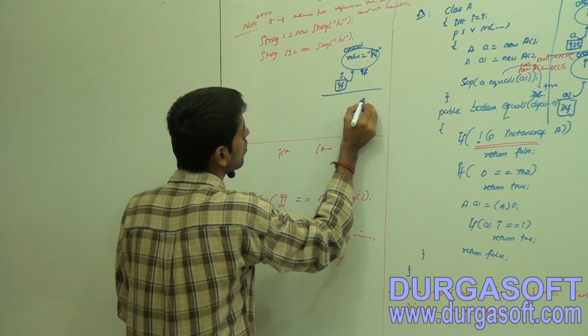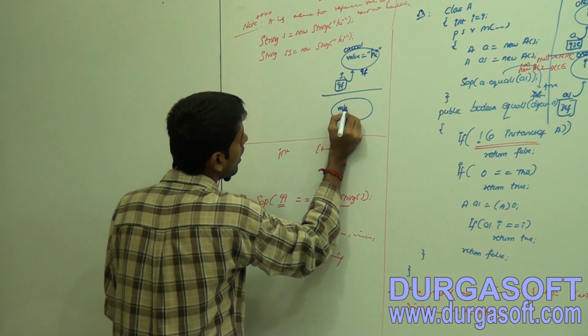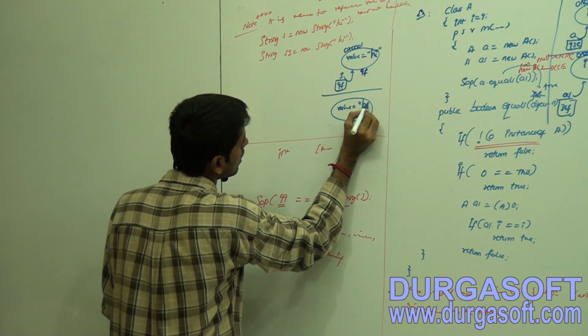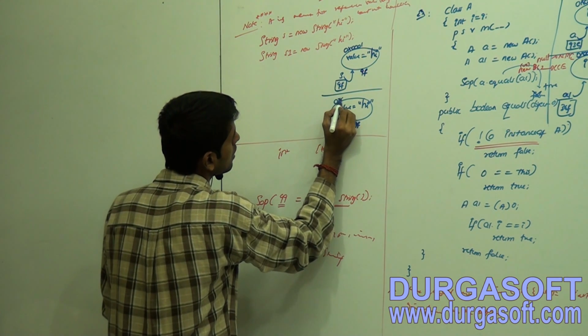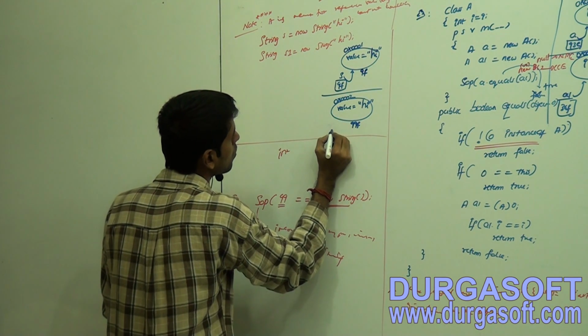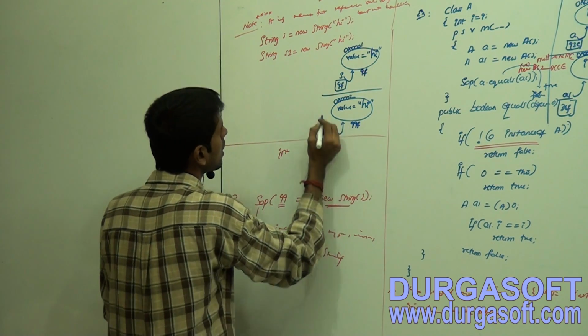Now let's go for this second instruction. The value is "hi", and here the address, let it be 002. So s1 is, let it be 99f. Now observe here.